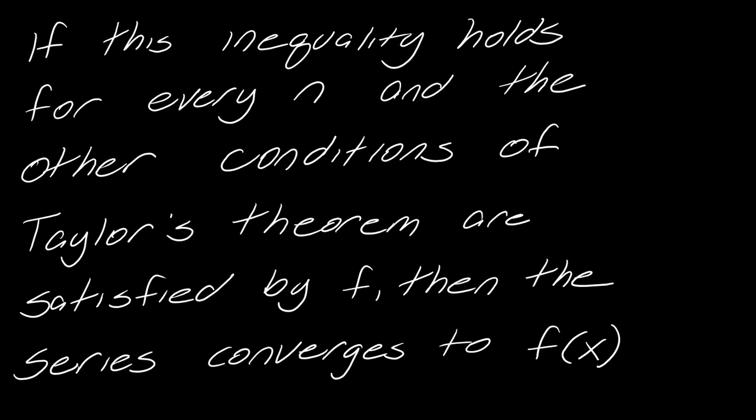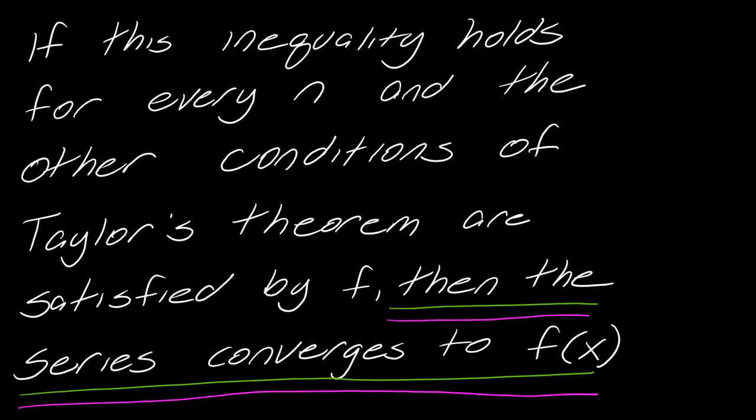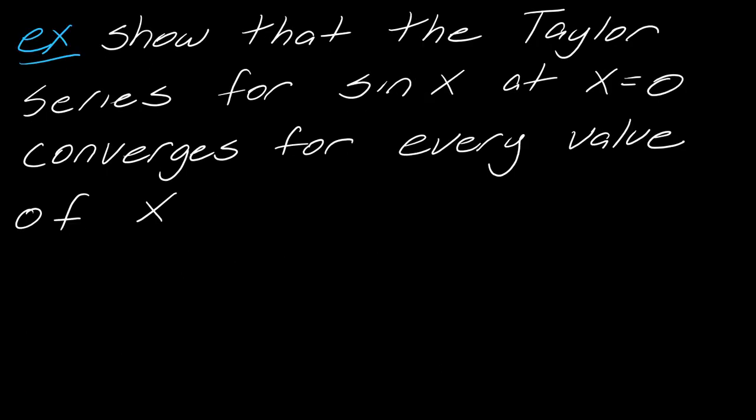If this inequality holds for every n, and the other conditions of Taylor's theorem are satisfied by f, then the series converges to f of x. So again, this is another way of talking about this convergence. These error terms are actually pretty important, so we need to be able to show that this inequality holds. Let's do that now in the next example.